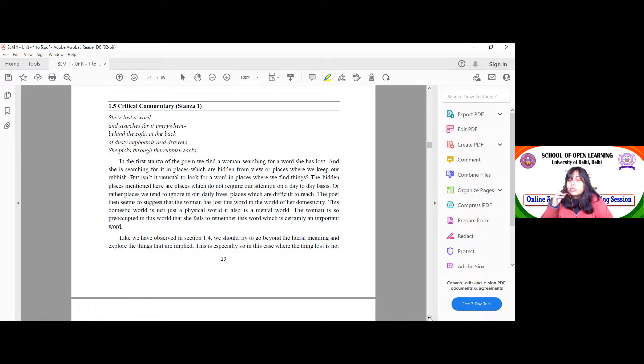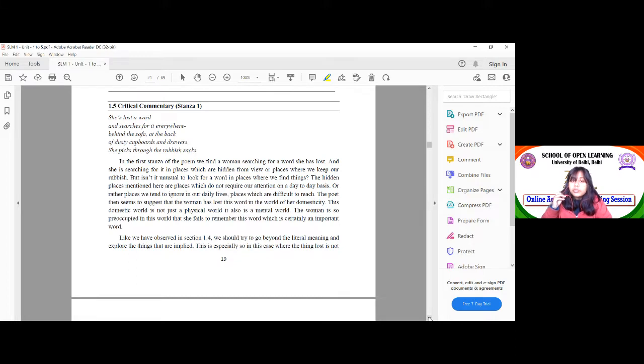if you notice, she's looking for the word in all the places of a home. She's looking for the word in the world of her domesticity. She's looking for it behind the sofa, back of the cupboard, under the carpet, through the garbage. All of these are things that you have at home.